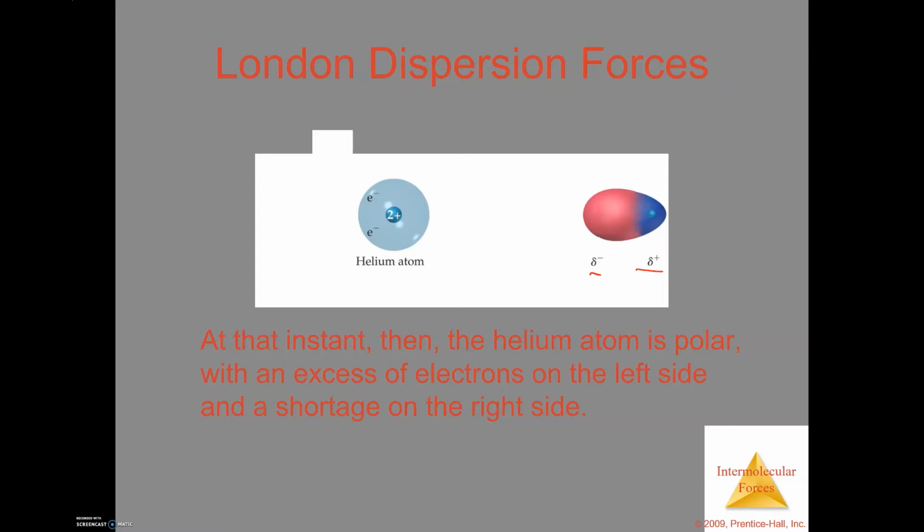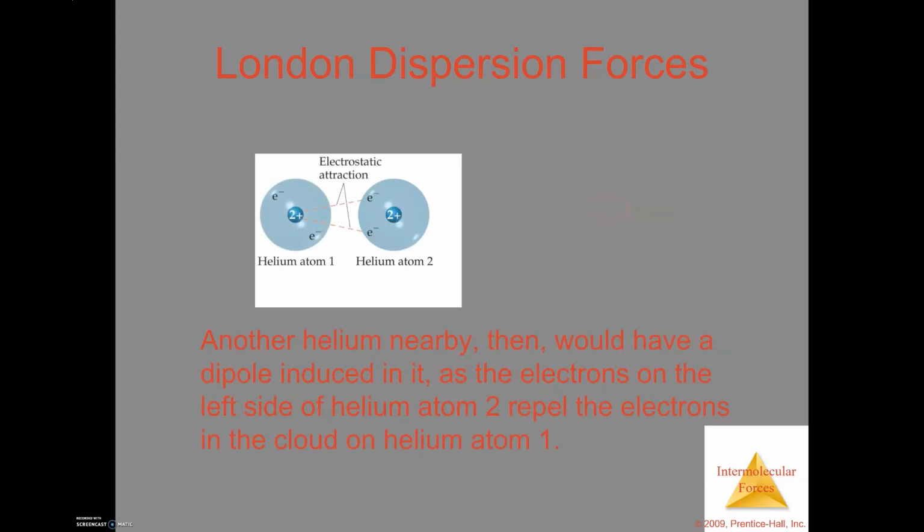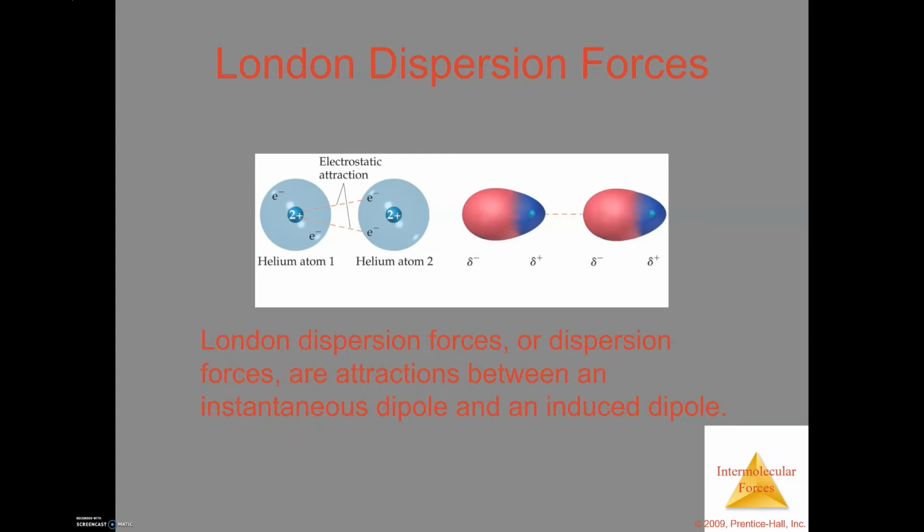Remember, intermolecular forces are forces that occur between two adjacent atoms. So these are interactions that are going to take place when the molecules come close enough to each other. So London dispersion forces are attractions between an instantaneous dipole and an induced dipole. So we call this an induced dipole moment. It's because it's forced on the atom. It's not something that's going to stay permanent.